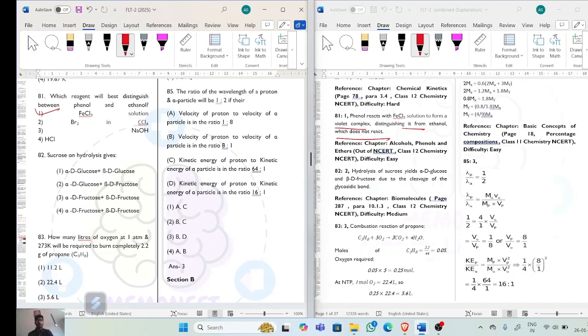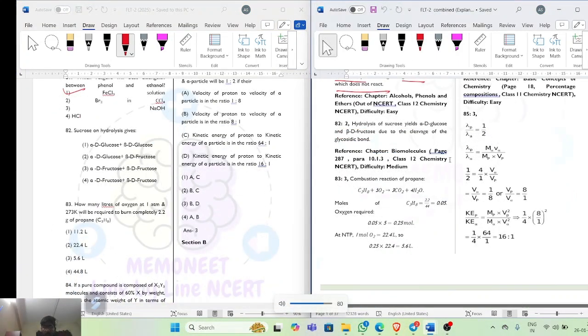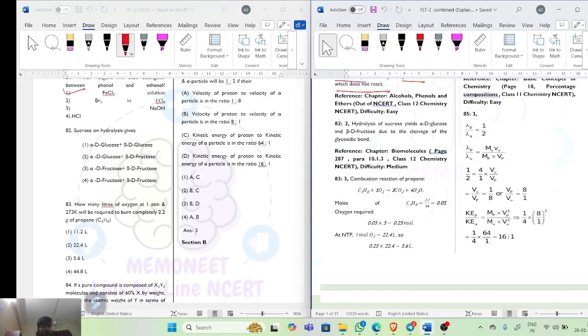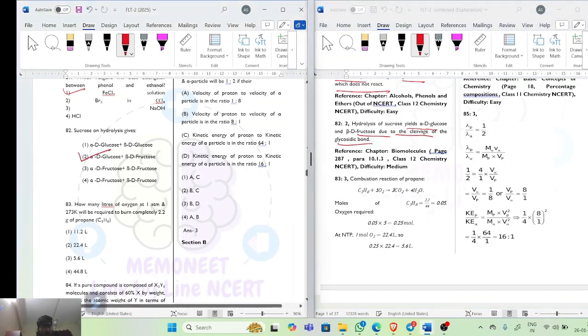Question 82 is very easy. Now question number 82. Sucrose on hydrolysis gives. Hydrolysis of sucrose yields alpha-D-glucose and beta-D-fructose due to the cleavage of the glycosidic bond. So the correct answer is option number 2.